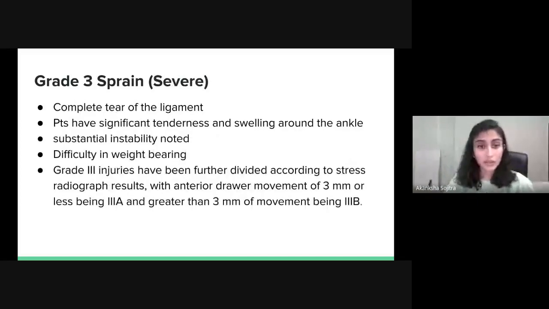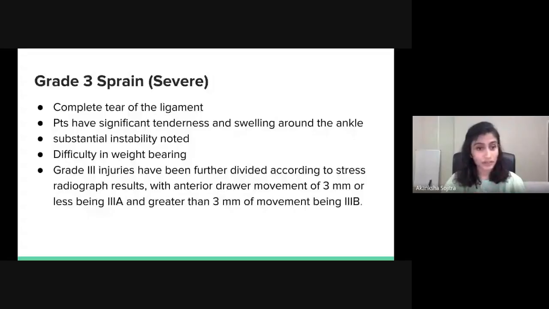Now, grade 3 sprain. There is almost near to total loss of function with grade 3 sprains. And you will see a positive anterior draw, positive talar tilt test, and there will be a lot of laxity when you do these tests. So most of the time, it's a complete tear of the ligament. They have excessive tenderness and swelling.